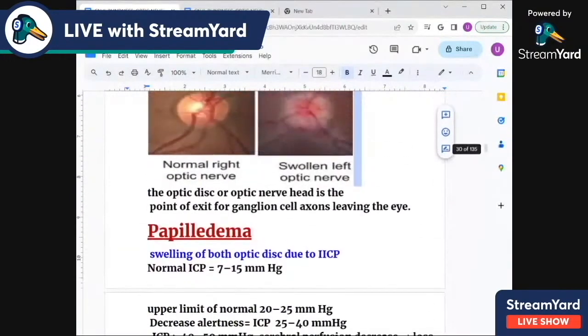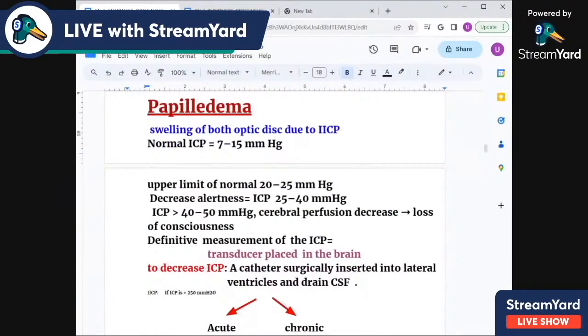So what's a normal intracranial pressure? The normal pressure is about 7 to 15 millimeters of mercury, and at a pressure of more than 25, alertness decreases. If the pressure is between 40 to 50 millimeters of mercury, cerebral perfusion decreases. That leads to loss of consciousness. And how is intracranial pressure measured? Definitively by a transducer placed in the brain.